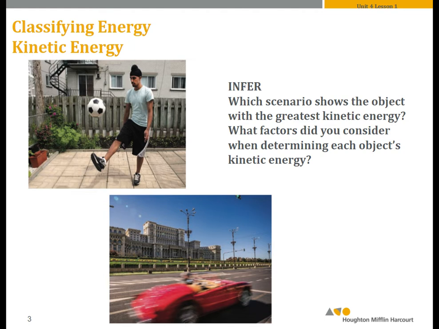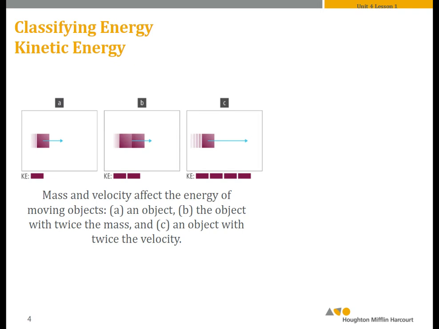So, what factors do you use to determine that? The car is moving fast, so the factors you would use are the mass and the speed. The car has a lot more mass, so it takes more energy to get it moving. And just by the image, we can infer that the car is moving much faster than the soccer ball. So to get something moving at a higher speed, it also takes more energy.